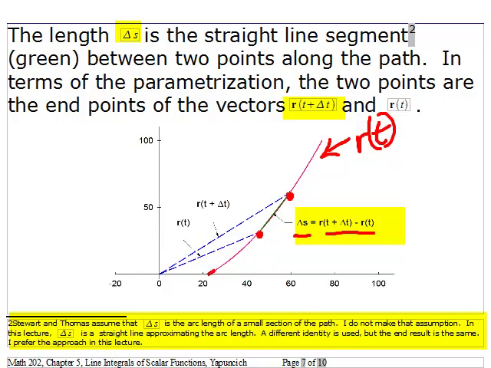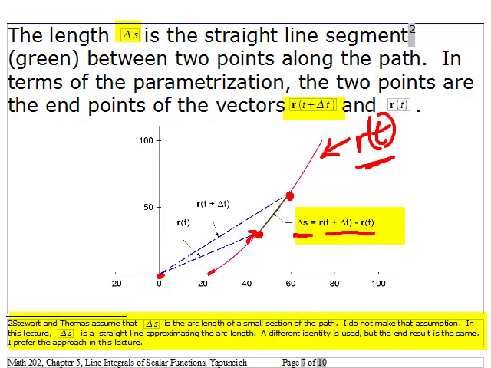Remember, this is a parameterization, so each vector starts at the origin and goes out to here, and when you pick up the endpoints, you get the line. Delta s is just the difference between those two values, and it is a straight line segment. Stewart and Thomas use delta s as the arc length along here. I don't think you need to make that assumption. Actually, turns out things are a little bit different if you do, but you'll end up with the same thing. But I like to just assume that's a straight line segment between there.